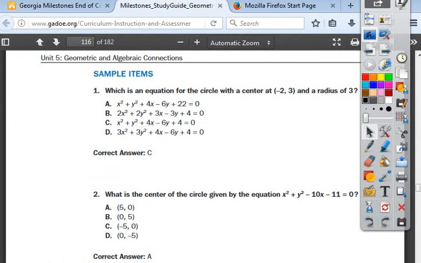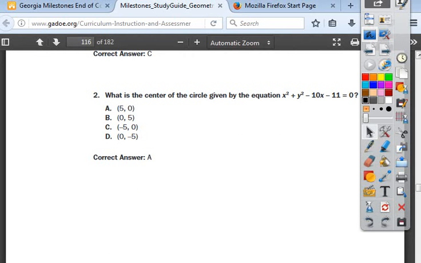Not a good question. All right. If they gave me this, I would say x plus 2 squared plus y minus 3 squared equals 3 squared. Then you would have to multiply all this stuff out and see which one it matches up with.